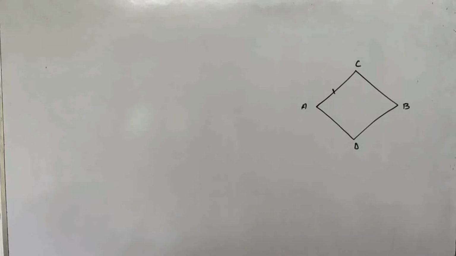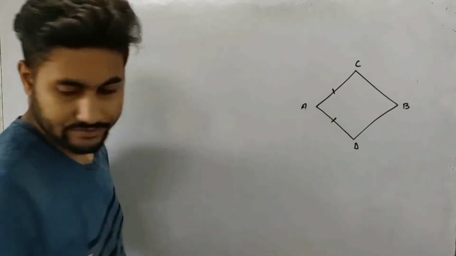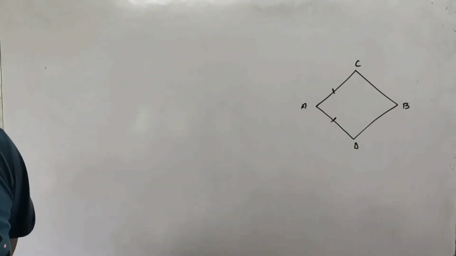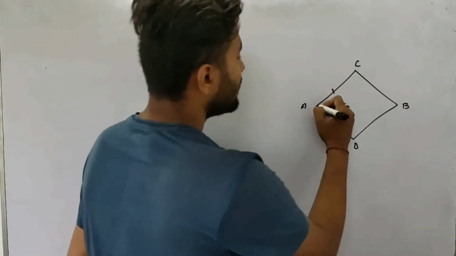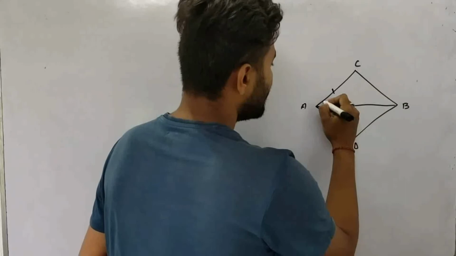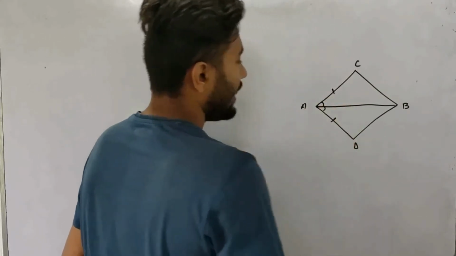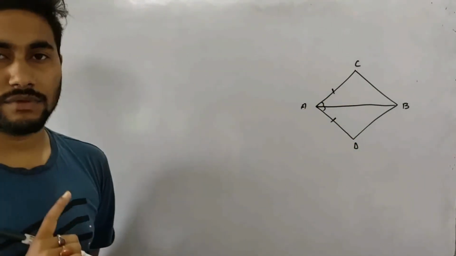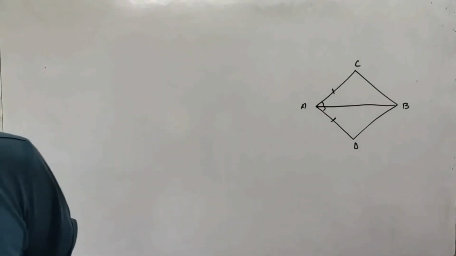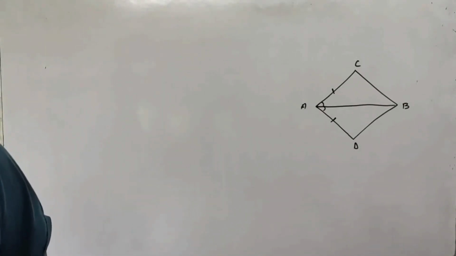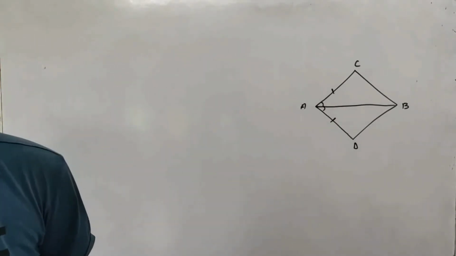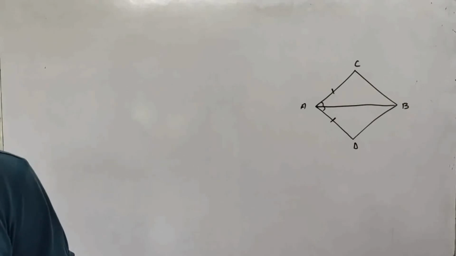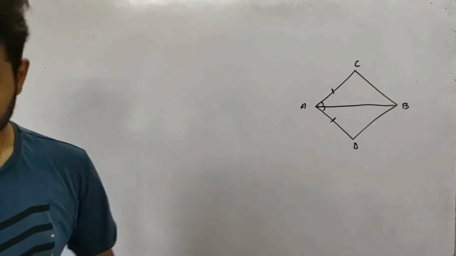AC is equal to AD. Sorry, AC is equal to what? AD. Then what is given in the question? And AB bisects angle A. Now what does bisects mean? I have said in chapter 6 several times, bisect. Show that triangle ABC is congruent to triangle ABD. What can you say about the side BC and BD?